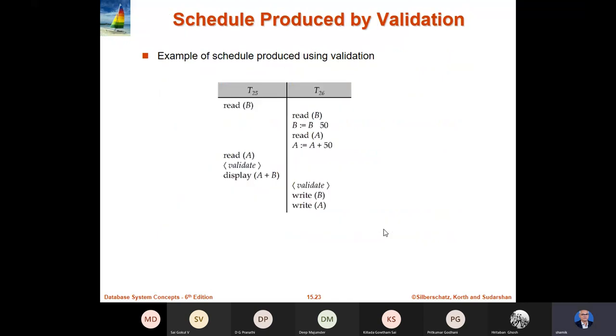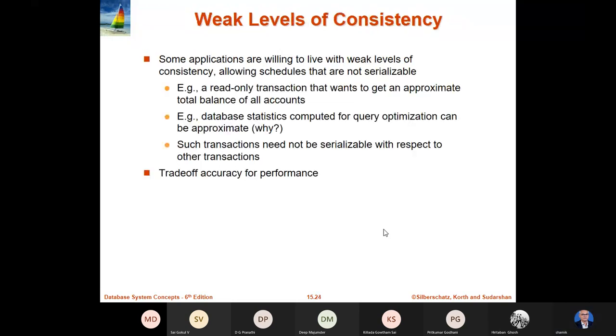So this is an example of a schedule produced by validation. So we see that read B, B equal to B minus 50, read A, A equal to A plus 50, read A, validate and then display A plus B, and that is done by T25. And T26 does a validate, and then as we said, after it validates, it will do the writing. So T26 does the write B and write A after the validation step.